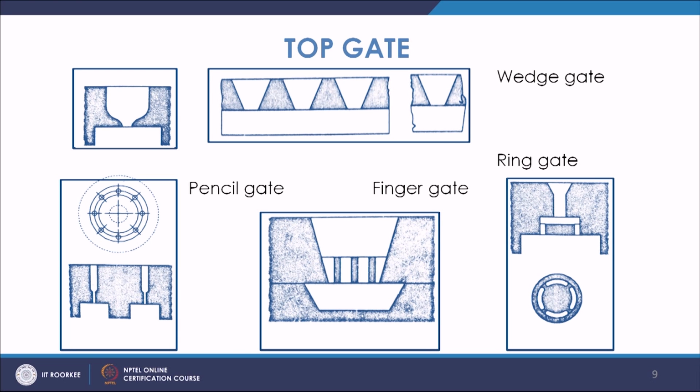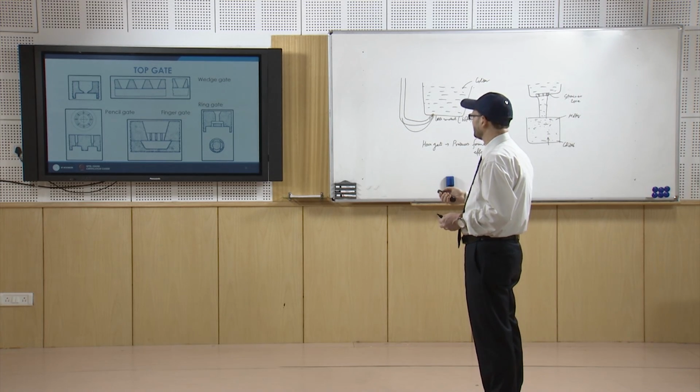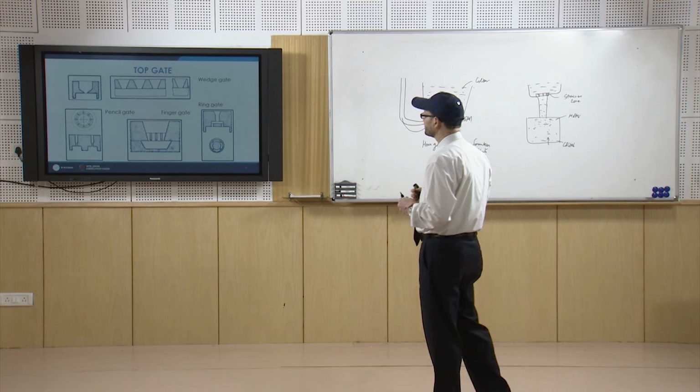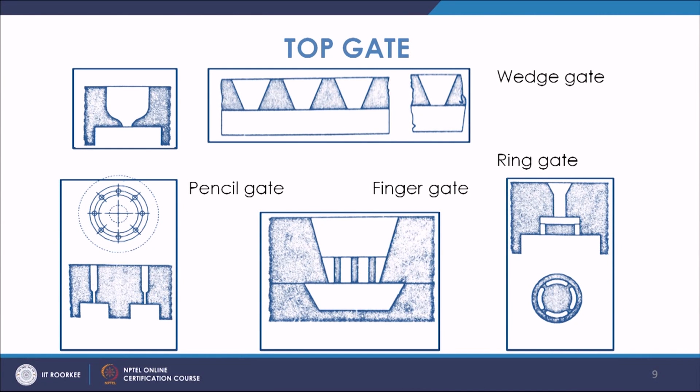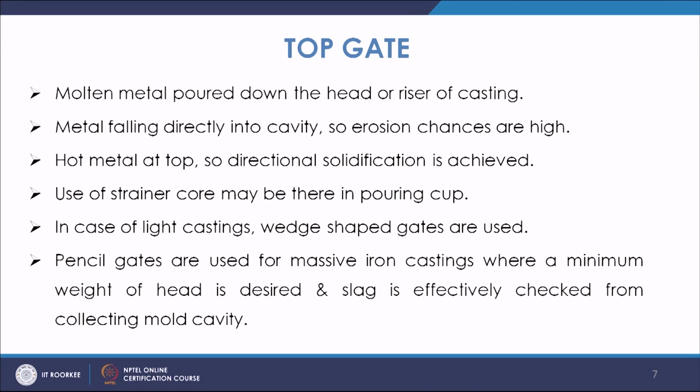In the cases where you have light castings, you can use these wedge shaped gates. They are used when you have light castings. Then you have the pencil gates. Pencil gates are used for massive iron castings where a minimum weight of head is desired and slag is effectively checked from collecting into the mold cavity.